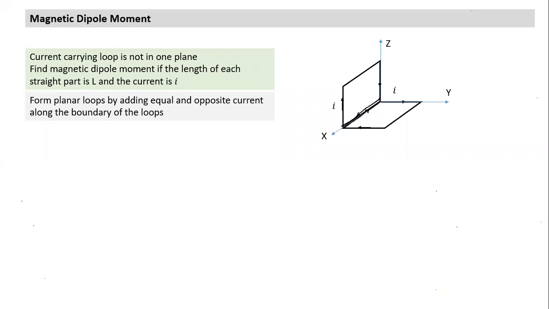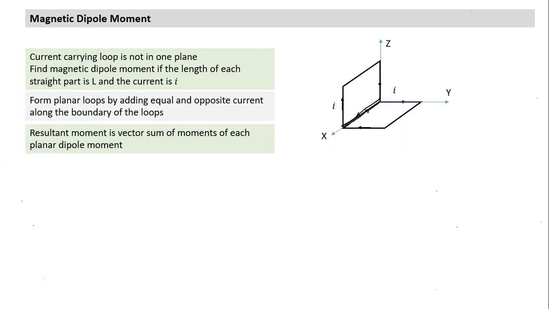And that's the idea behind it, to form a planar loop by adding equal and opposite current on the boundary of the loop. The resultant moment is the vector sum of the moment for each planar dipole moment. So something like this we can visualize. What will be the direction? You have seen earlier also. This will have direction along this direction. This will be the direction of the first magnetic dipole moment vector.